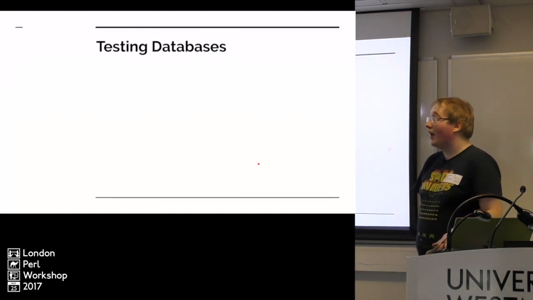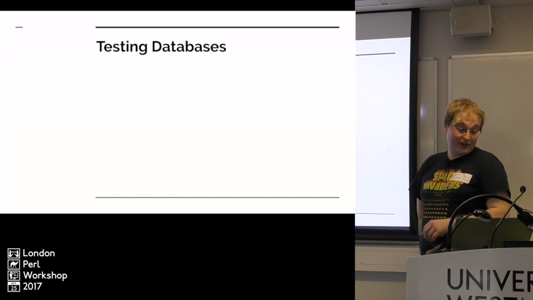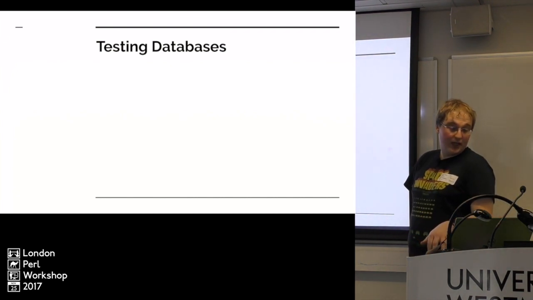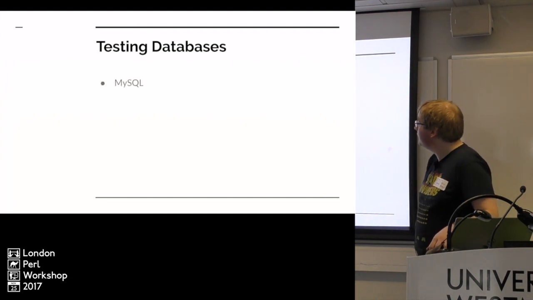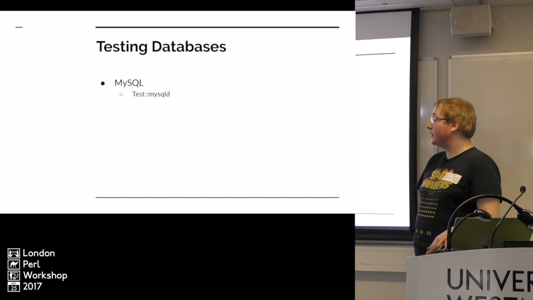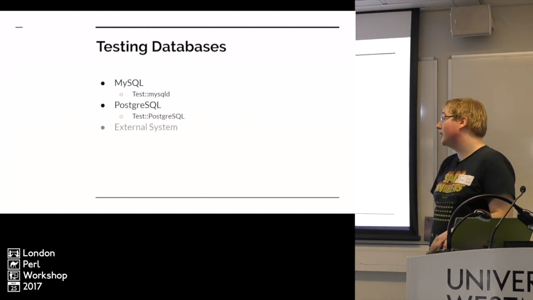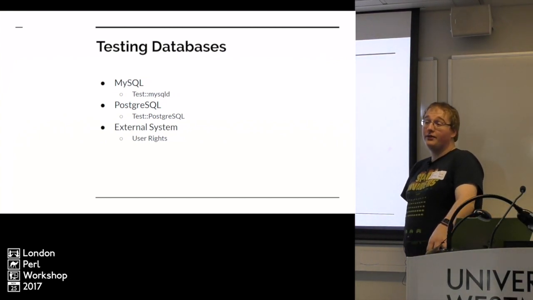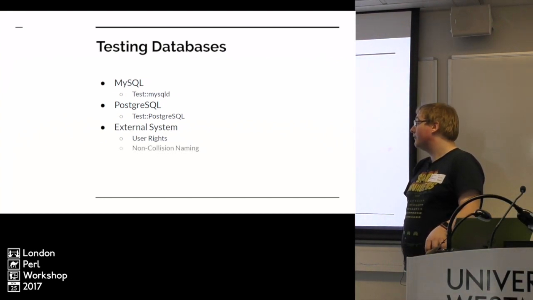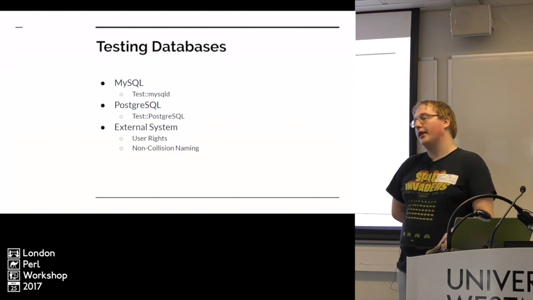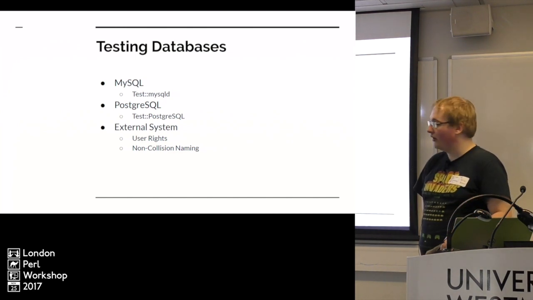So I've got a minute left. I don't think I'm going to get through the last couple of slides. But if you want, I'll quickly show one of these. For MySQL, Test::mysqld, PostgreSQL, Postgres, external systems you can work with, as long as you can sort out user rights and non-colliding names for multiple people to be able to run their tests at the same time. Using timestamps and their username is probably a reasonable starting point.